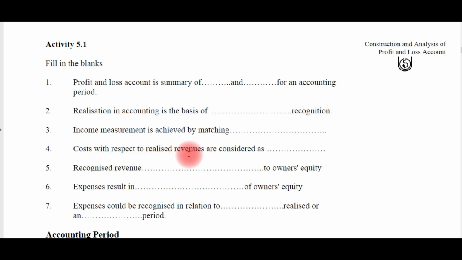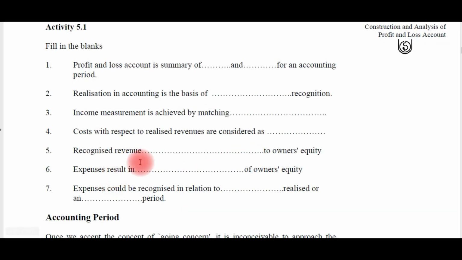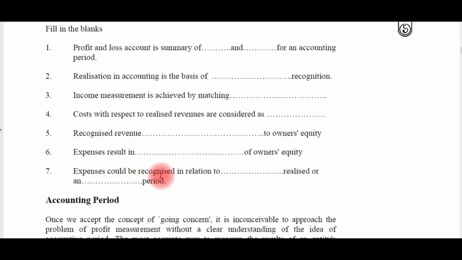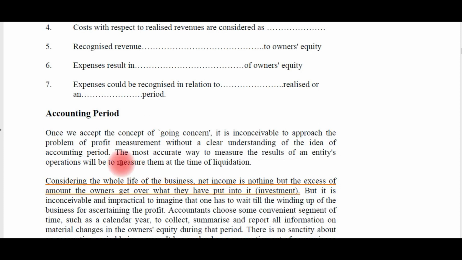Costs with respect to realized revenues are considered as expenses. Recognized revenue dash to owner's equity. Recognized revenue increases the owner's equity. Expenses result in a decrease of the owner's equity. Expenses could be recognized in relation to dash realized or an accounting period or a dash period. Okay, leave this. You can see later.